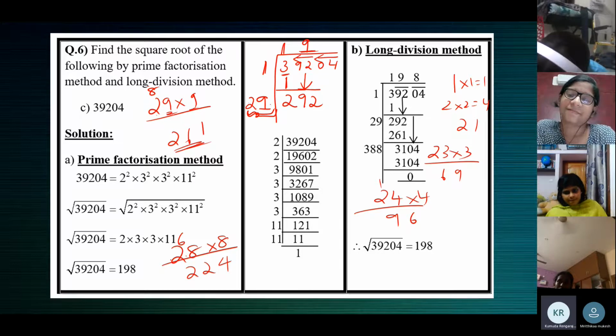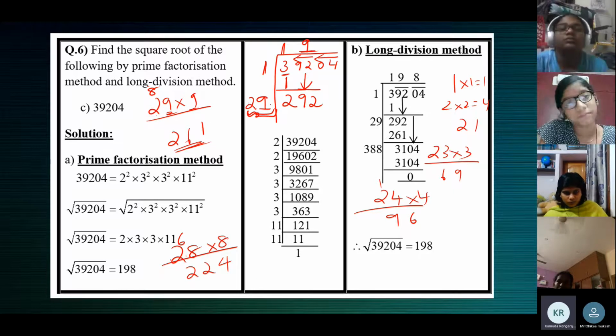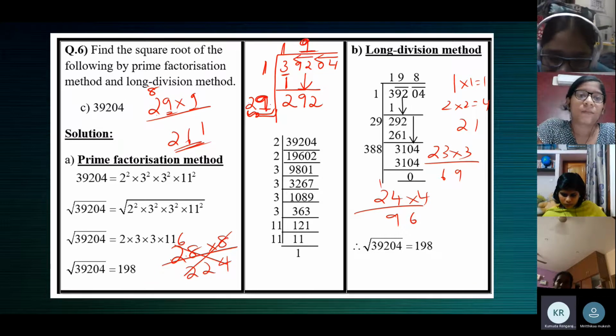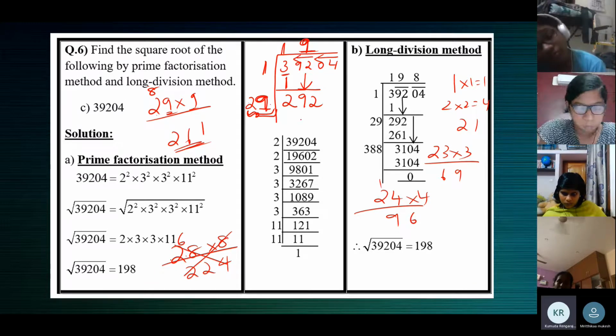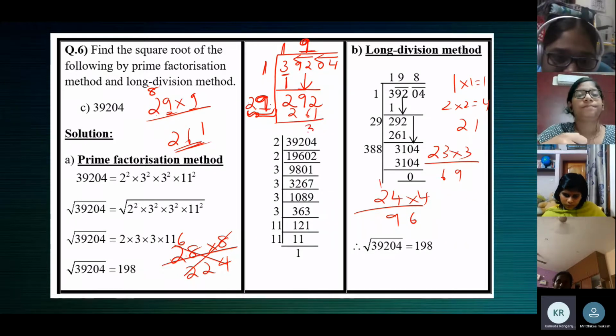So the highest digit you can place is 9, so there is nothing to check beyond this. 29 into 9 is 261. Yes, that will be the right digit. So we are not going with 28 into 8; we are going with 29 into 9. We place 9 here and 9 here, and 29 into 9 is 261. On subtracting, we get 31 as the remainder.